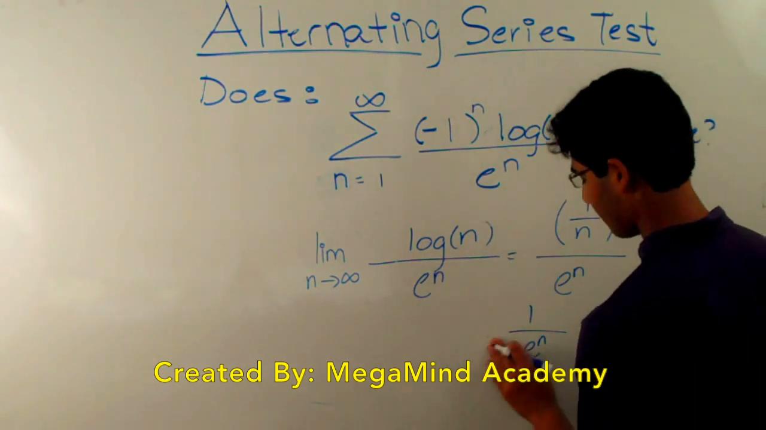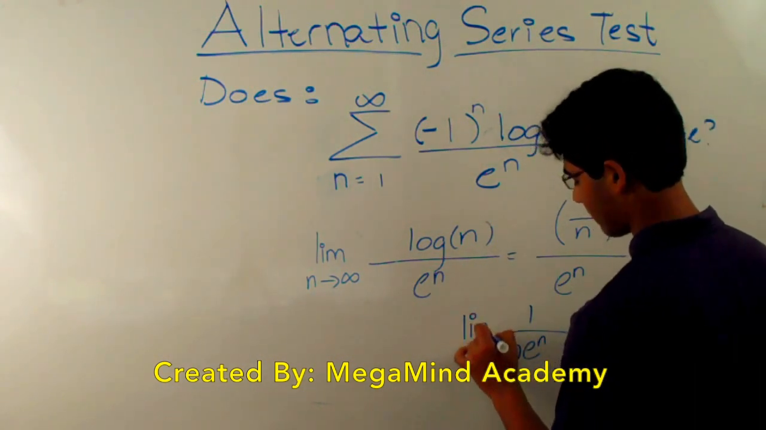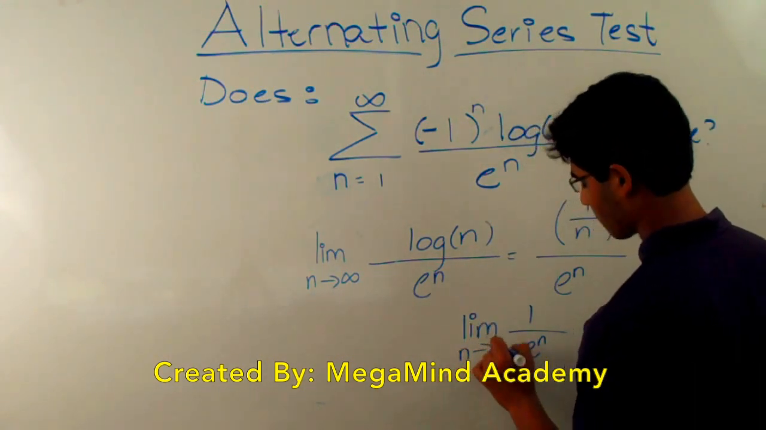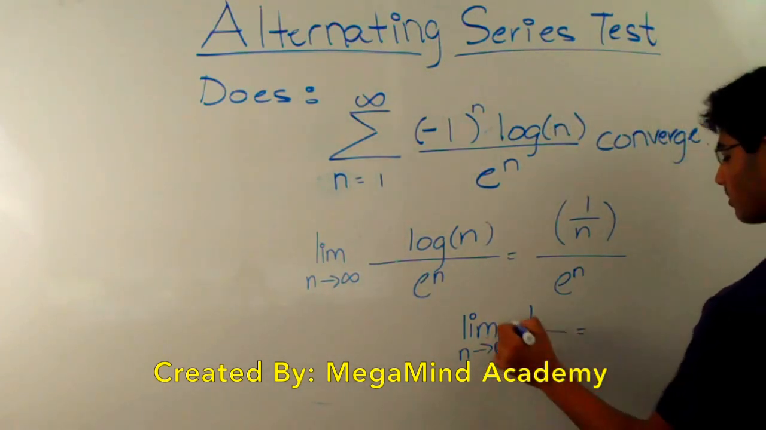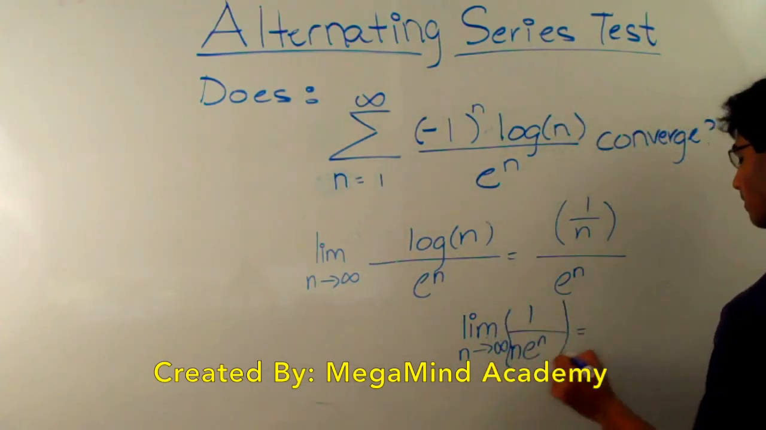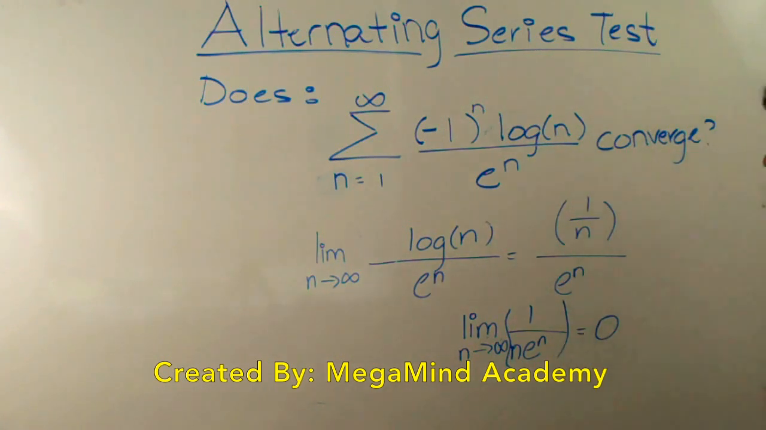the limit as n approaches infinity of this, which is equal to 0. So, because this is equal to 0, that means that this series is convergent.